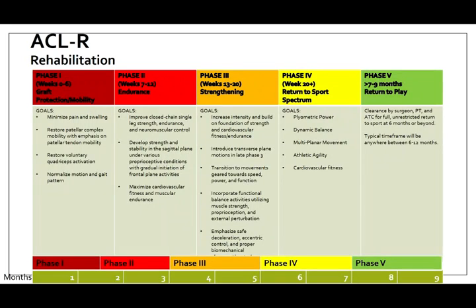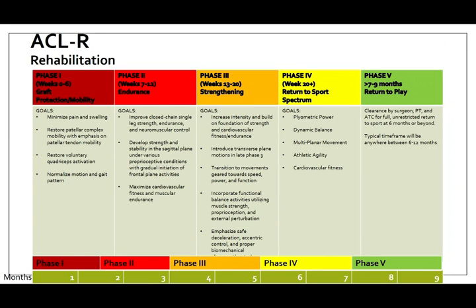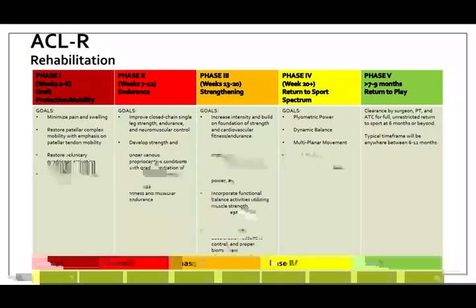Here is an ACL reconstruction rehab timeline. This is what I use. This is kind of the time frame and mindset that I try to get my patients into. I see a lot of ACL patients, and basically what we'll do is we'll write this timeline out on a sheet of paper, and I'll have them try to fill in their goals of when they want to do certain things. This is really helpful. It gets the patient engaged and involved. But let's briefly go over the phases here.